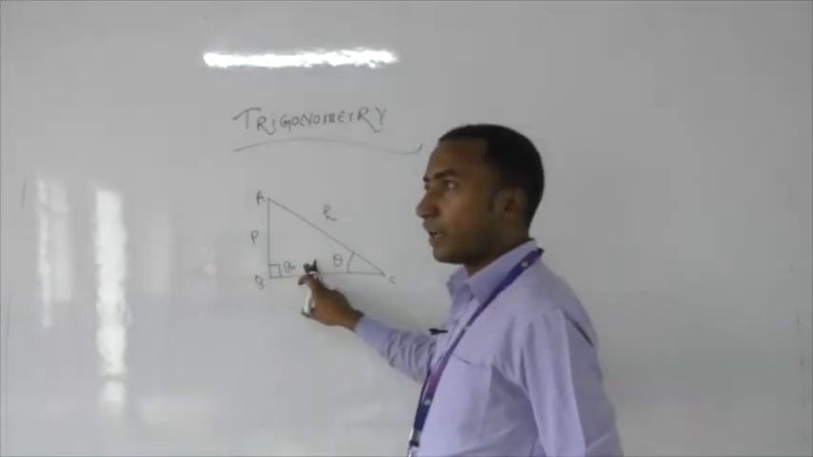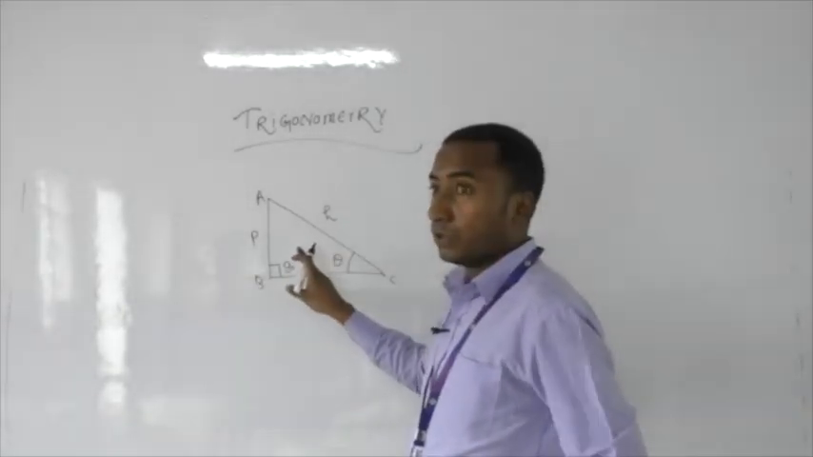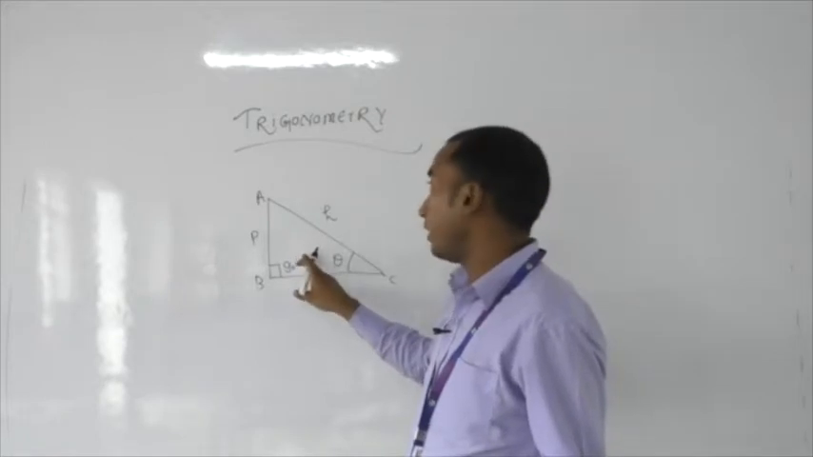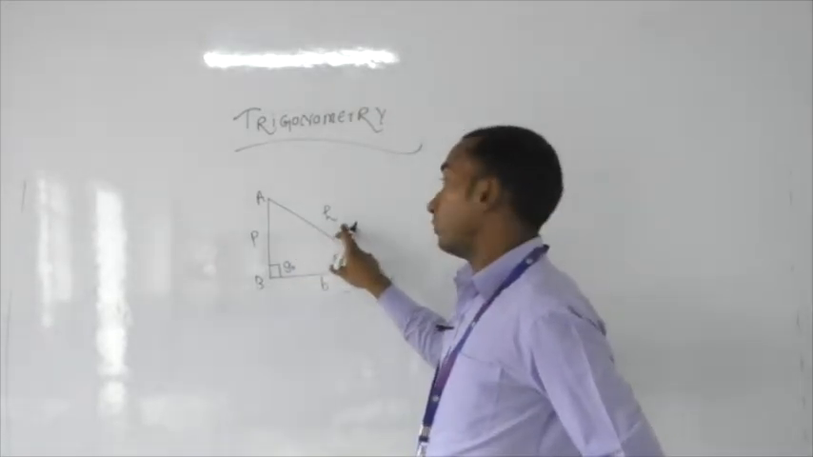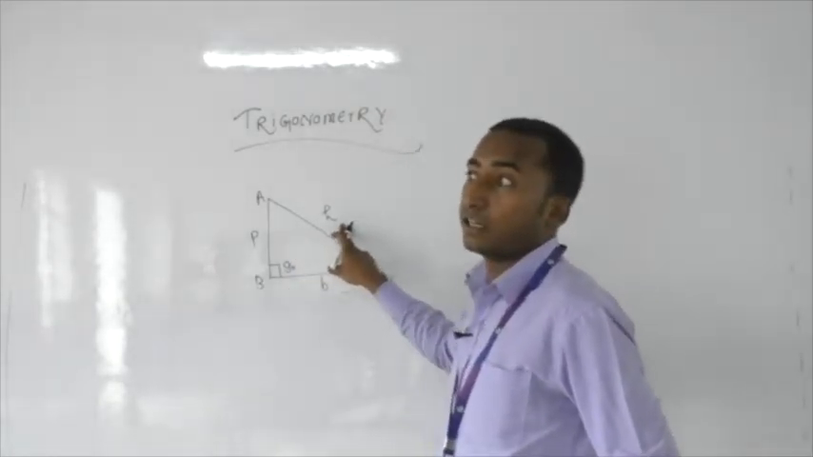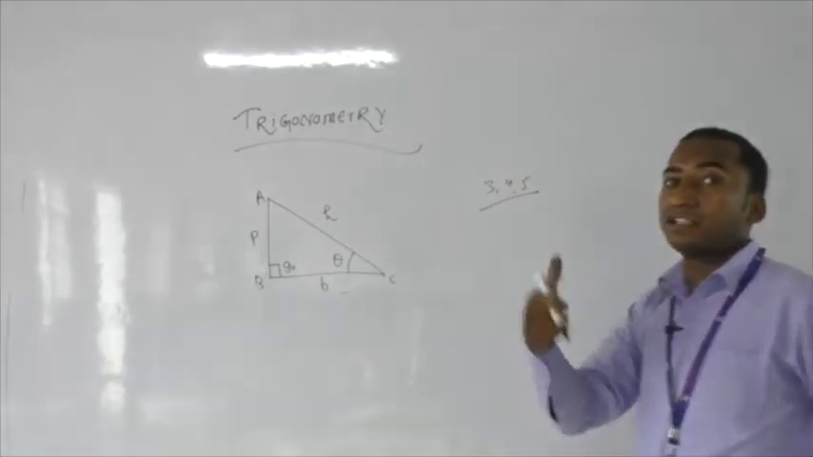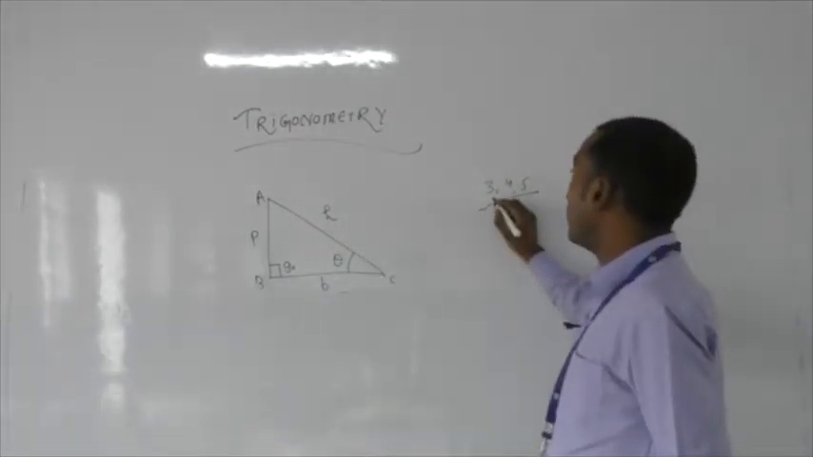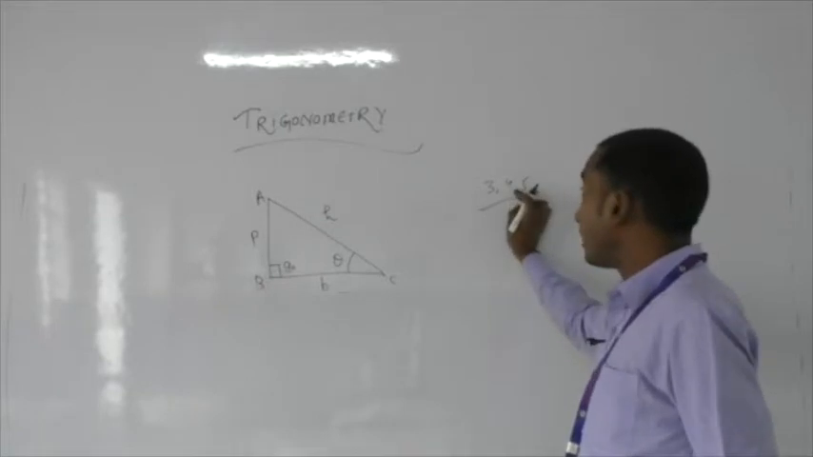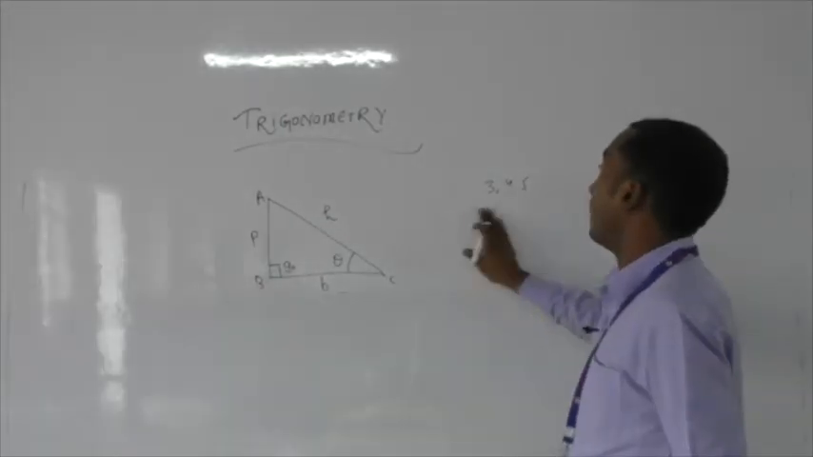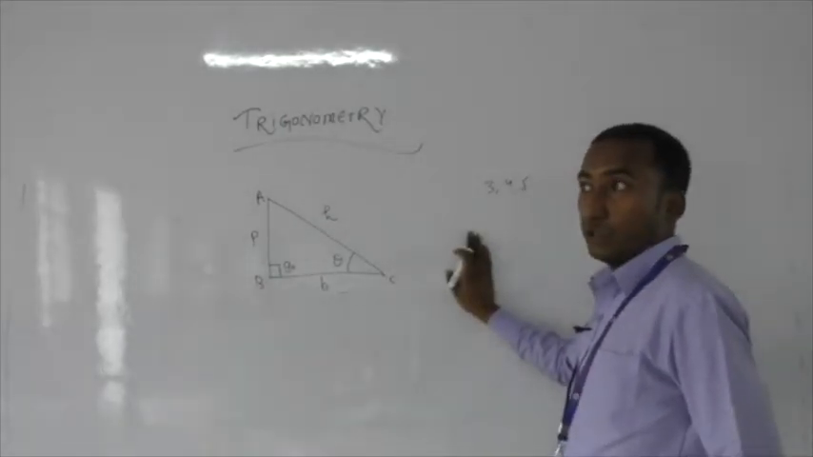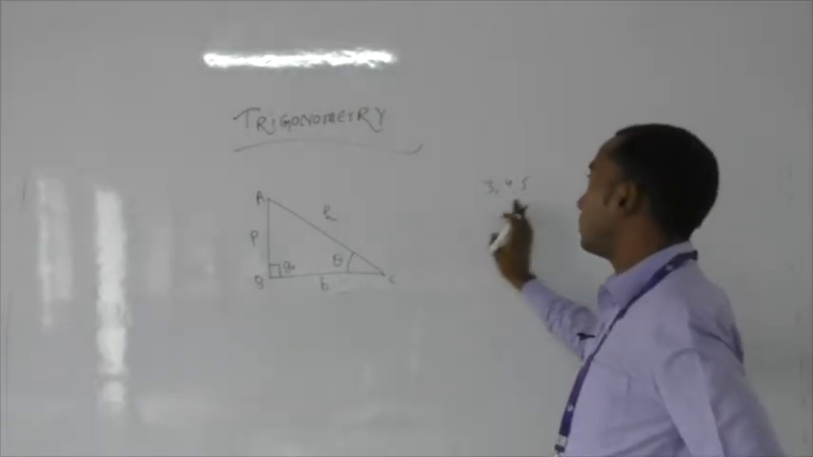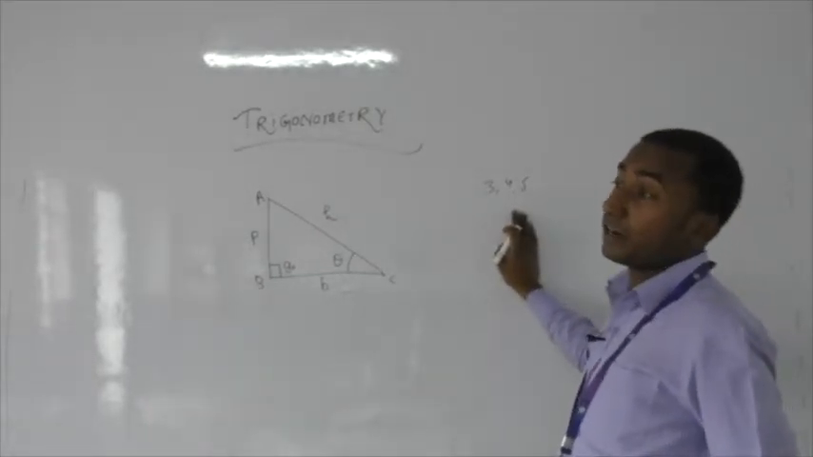3, 4, 5 means there is a 90-degree angle. 90 degree is the largest angle in the right angle triangle, so the opposite side of the 90 degree is the hypotenuse. Hypotenuse is the largest side of the right angle triangle. Similarly, in any 3 sides, whichever side is highest will be the hypotenuse. So how do we know that this is a right angle triangle? These are the sides of the right angle triangle.